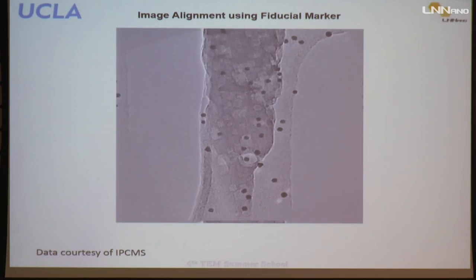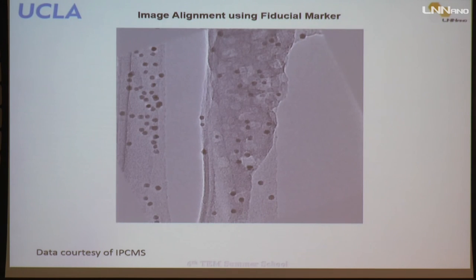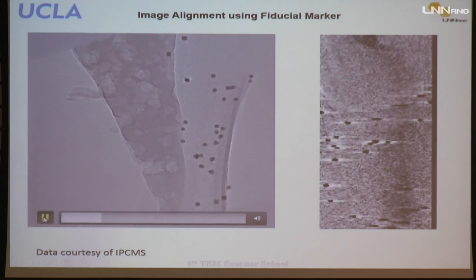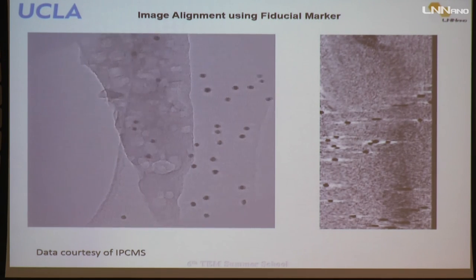So you can trace those gold nanoparticles, and there are complicated algorithms. You can calculate how, after rotating by such an angle, the gold nanoparticles should move. We can actually calculate those movements and align using the trajectory of the moving nanoparticles. And this is after alignment. So you can see it's nicely aligned.